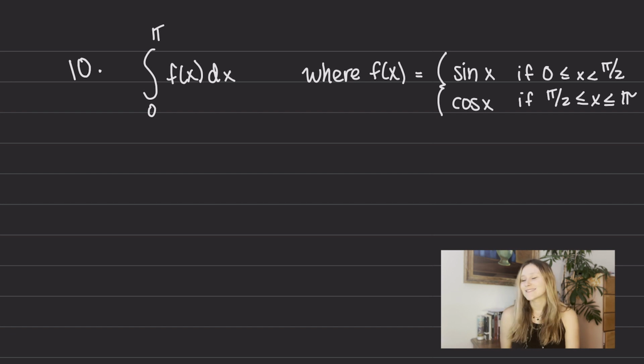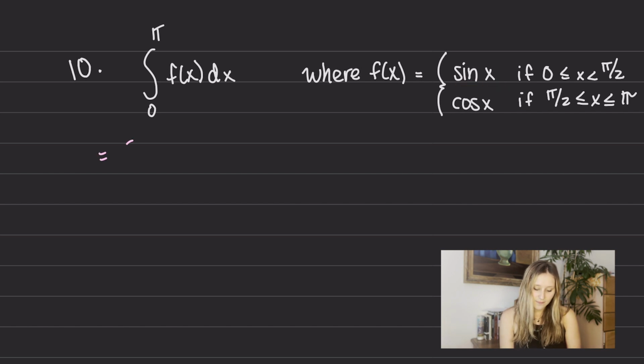F of x dx. So when it comes to problems like these, we are paying attention to the interval on the integral. So we see that we're going from 0 to pi, and this function goes from 0 to pi, but it changes at the halfway point, right? So we are going to have to separate this integral into two because they are going to be different values, right?